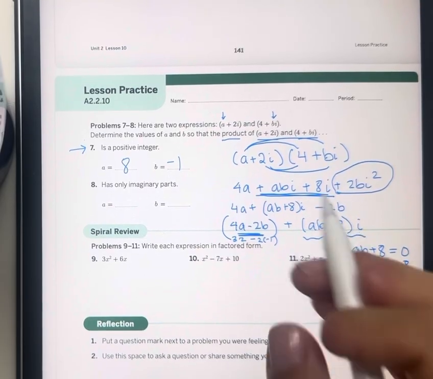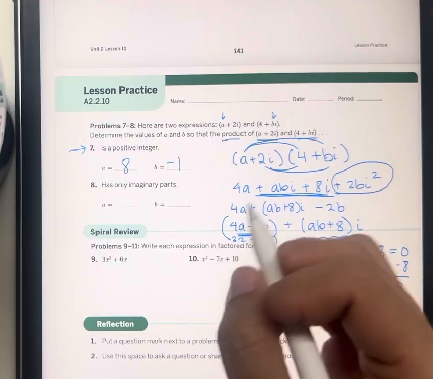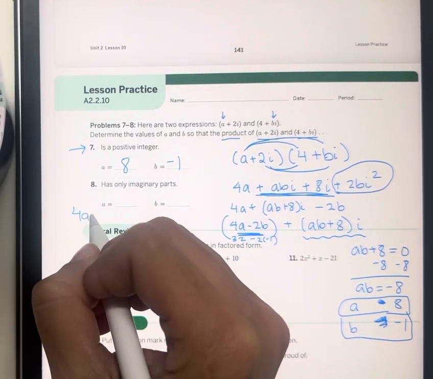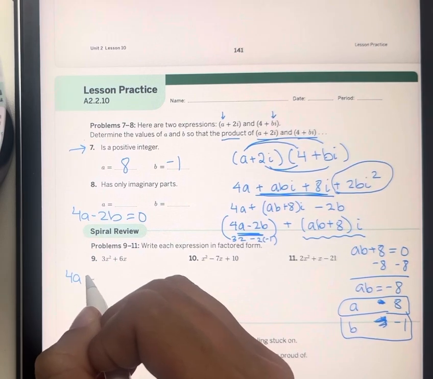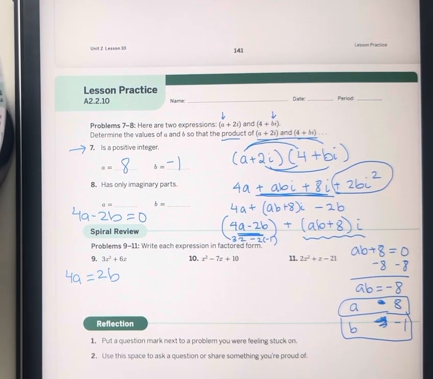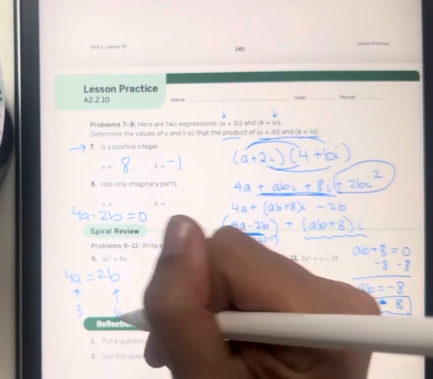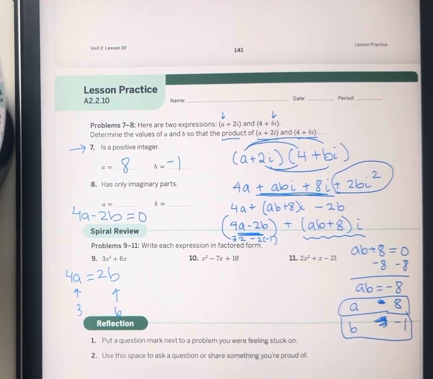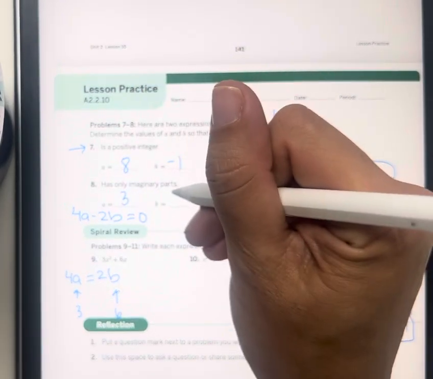And then if I wanted to only have imaginary parts, I come back here, and then I want my 4a minus 2b to be 0. So I want 4a to equal 2b. So I just have to pick a number for a and b that works that way. Like a can be 3 and b can be 6. There's so many options that work. So that's what I'm going to go with, 3 and 6.